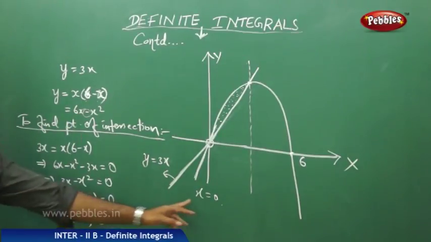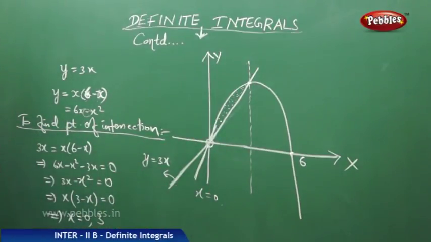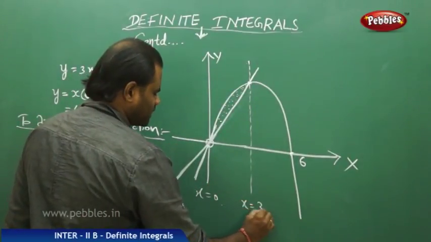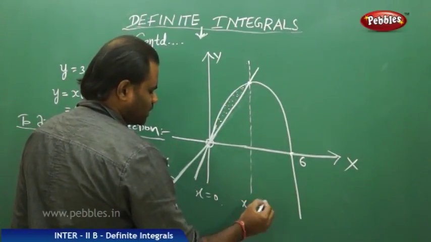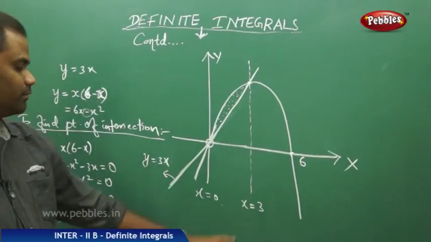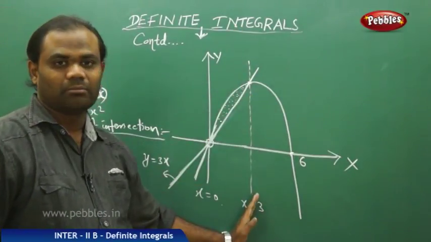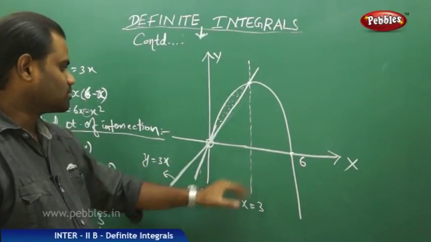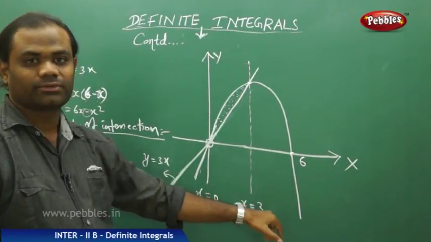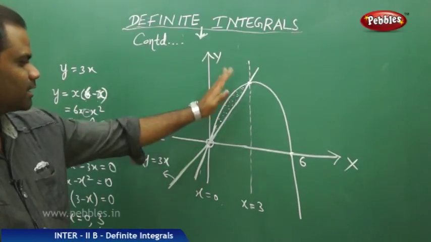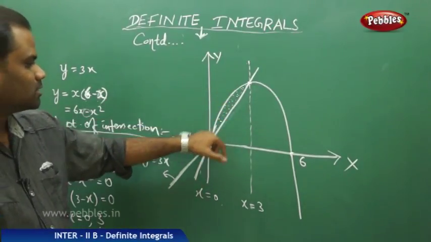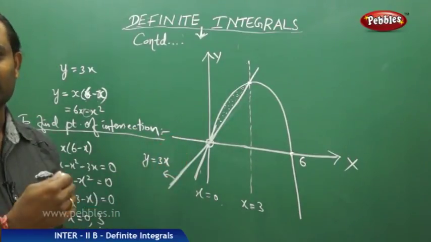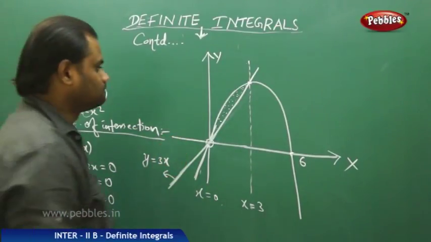So one of the x coordinates is x equal to 0, and the other x coordinate of this point of intersection is x equal to 3. So we don't require the y coordinate, therefore we just find this right bound, which is x equal to 3. So the left limit is x equal to 0 and the right limit is x equal to 3. And clearly when I see the diagram, as I see here, this parabola is the upper curve and the straight line is the lower curve.